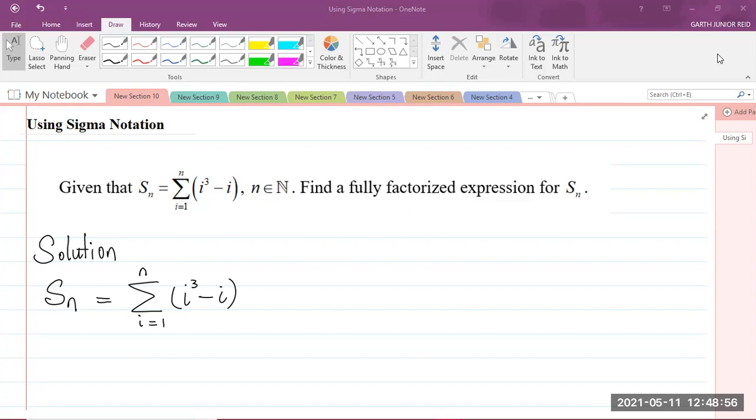Today, we'll be looking at a Pure Mathematics Unit 2 question in Module 2, which is Sequences, Series, and Approximations. The topic that we're focusing on is using sigma notation. Here we have our question, which says, given that Sn is equal to the summation from i equals 1 to n of i cubed minus i, where n is a natural number, find a fully factorized expression for Sn. Let's get into the question.